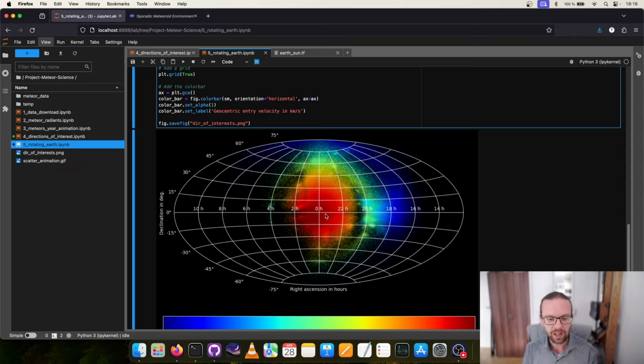And what do we see here? What are the different regions? Here at 0, 0, as I said, we have the apex direction, so the direction where the Earth is flying through space.